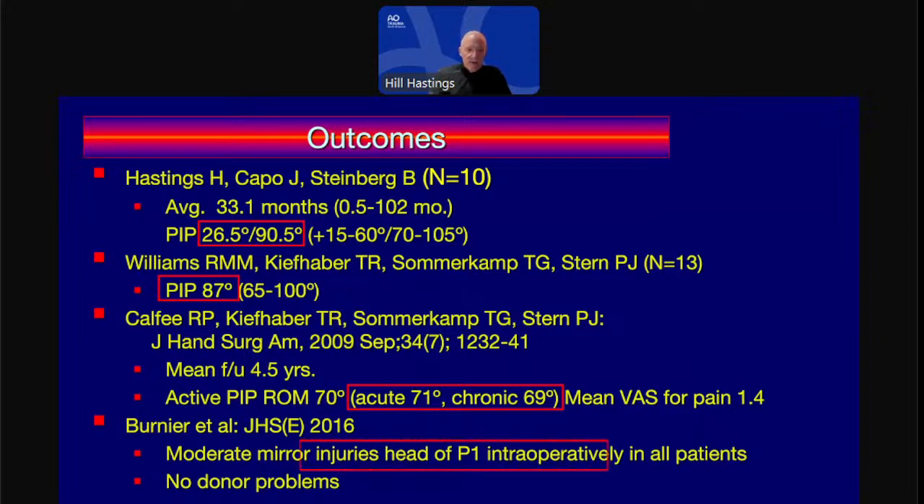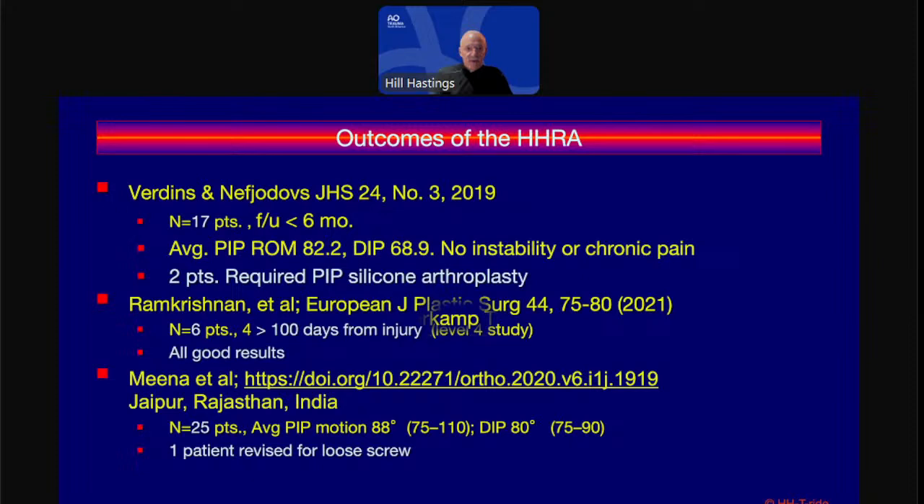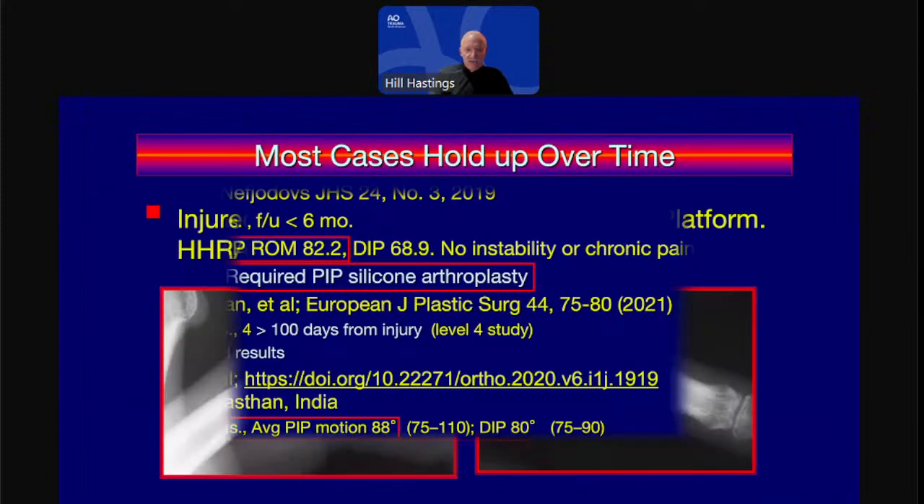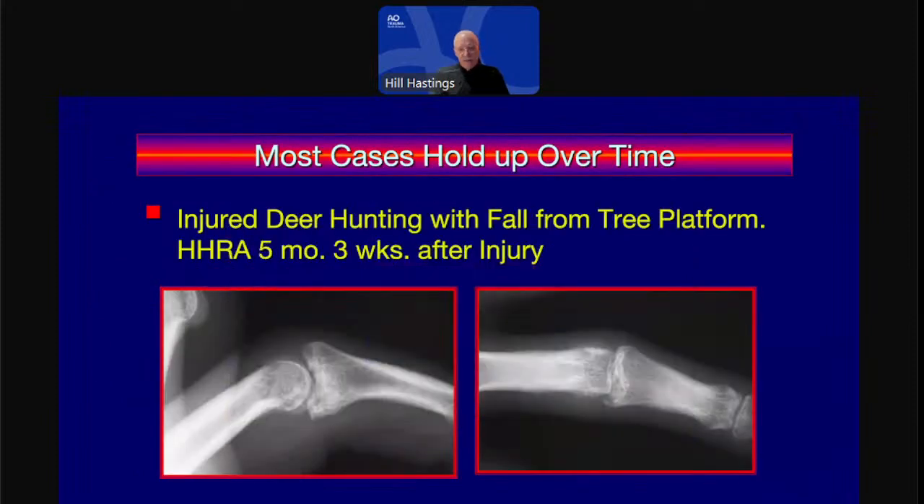And then Bernier emphasizes, as I mentioned, that there's almost always moderate mirror images to the head of the proximal phalanx. Same thing with Verdun's, 82 degrees range of motion. 2 ended up failing with a silicone arthroplasty. And out of the 25 patients with Mina and colleagues, 1 had to be revised from a loose screw. They do seem to hold up.